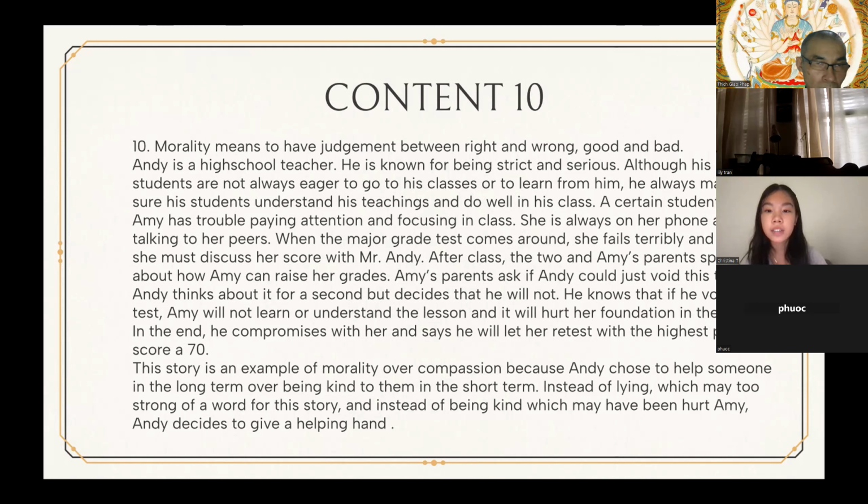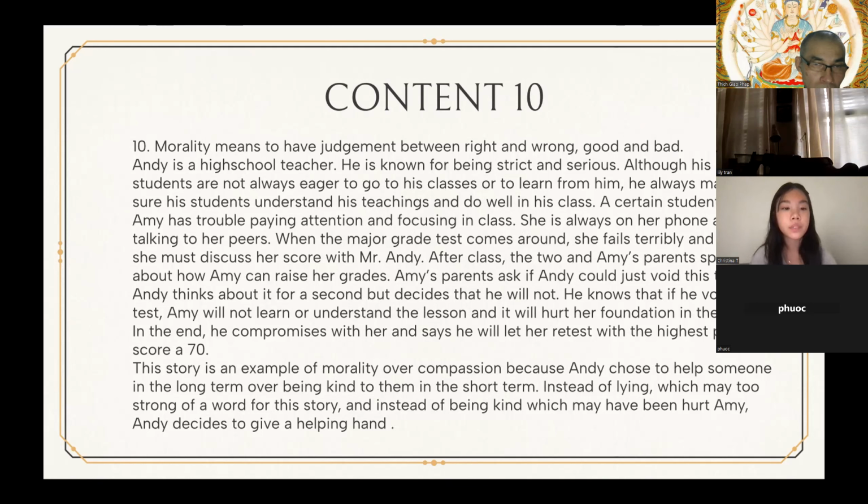Amy's parents ask if Andy could just avoid this test. Andy thinks about it for a second but decides that he will not. He knows that if he avoids the test, Amy will not learn or understand the lesson and it would hurt her foundation in the future. In the end, he compromises with her and says that he will let her retest with the highest possible score of a 70.